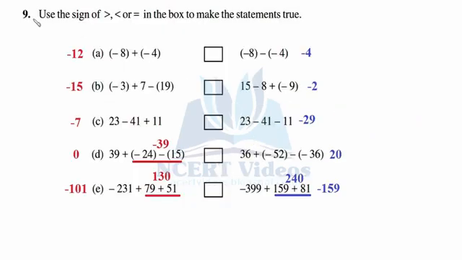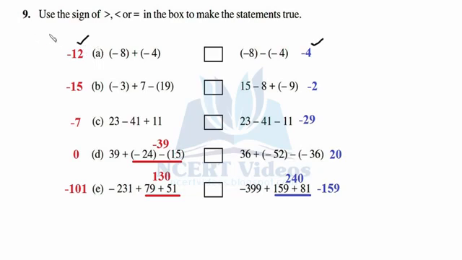9th, use the sign of greater than, less than, or equal to in the box to make the statement true. So these are the terms. So minus 8 plus minus 4. Here signs are same. We have to add them and signs remain same. So minus 12. Done. Here minus minus becomes plus. So minus 8 plus 4 is obviously minus 4 because 8 was having sign of negative and it was greater. So you can see minus 12 and minus 4.